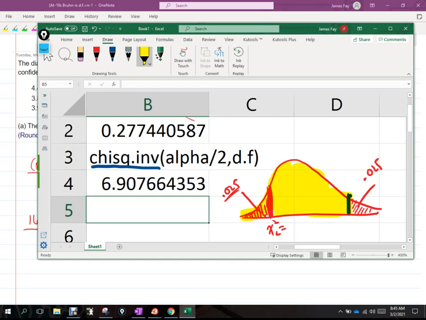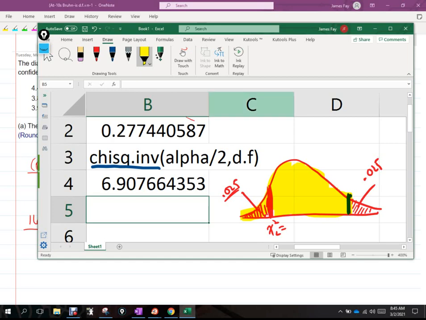So you can type in equals chi-square.inv, okay. That yellow area would now be essentially 1 minus 0.025, right? Okay. So 0.975. Or you can view it as alpha over 2 plus your confidence level, so 0.025 plus 0.95, which still gives me 0.975, right? And then follow up by your degrees of freedom, okay?